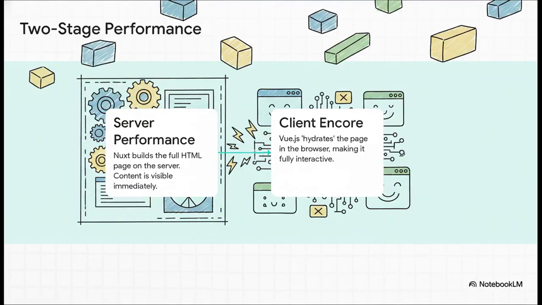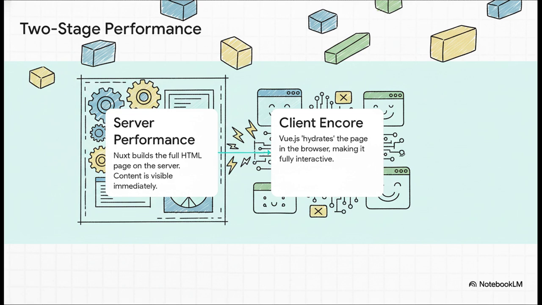So this whole process is really a two-stage performance. First, you have the server performance. Way back on the server, NUXT builds the complete finished page with all the text, all the images, and sends it to your browser. The content is visible instantly. But at first, it's kind of like a static picture. You can't click anything yet.